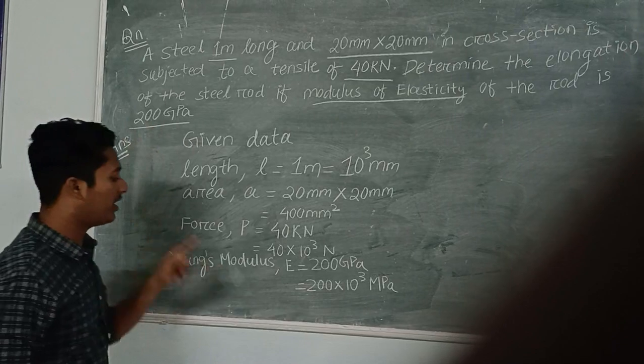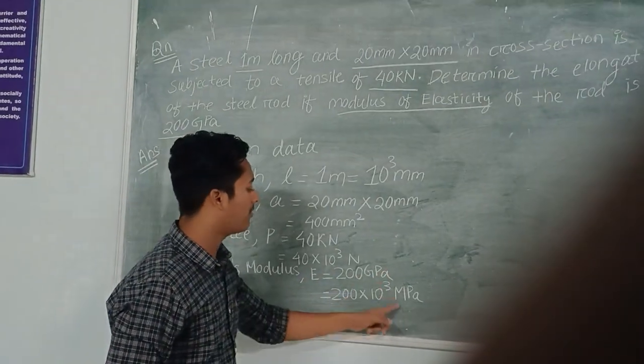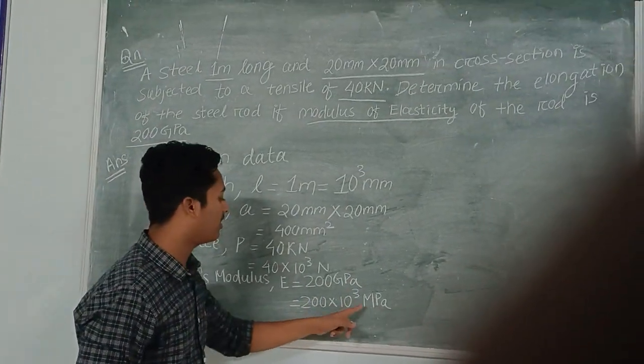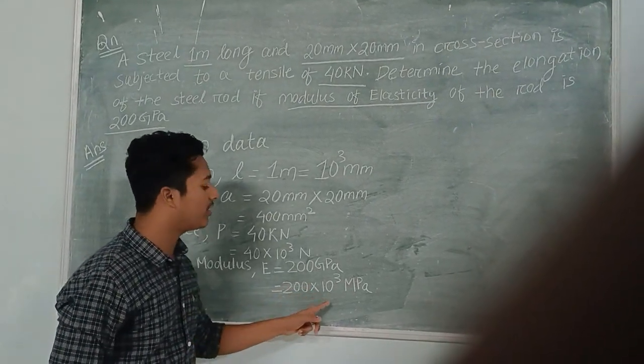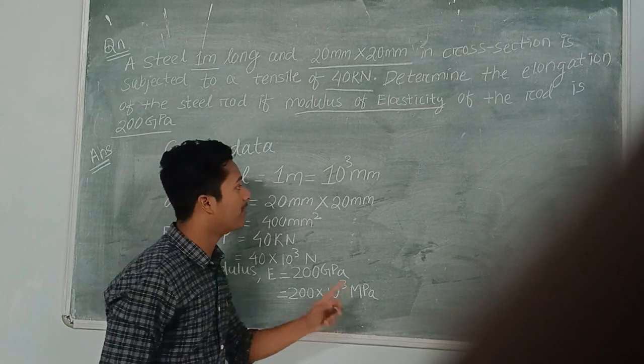And Young's modulus is given as 200 GPa. G is gigapascal. We have converted into megapascal. When we converted into megapascal, we multiplied it with 10 to the power 3. So 200 into 10 to the power 3 MPa, that is megapascal.